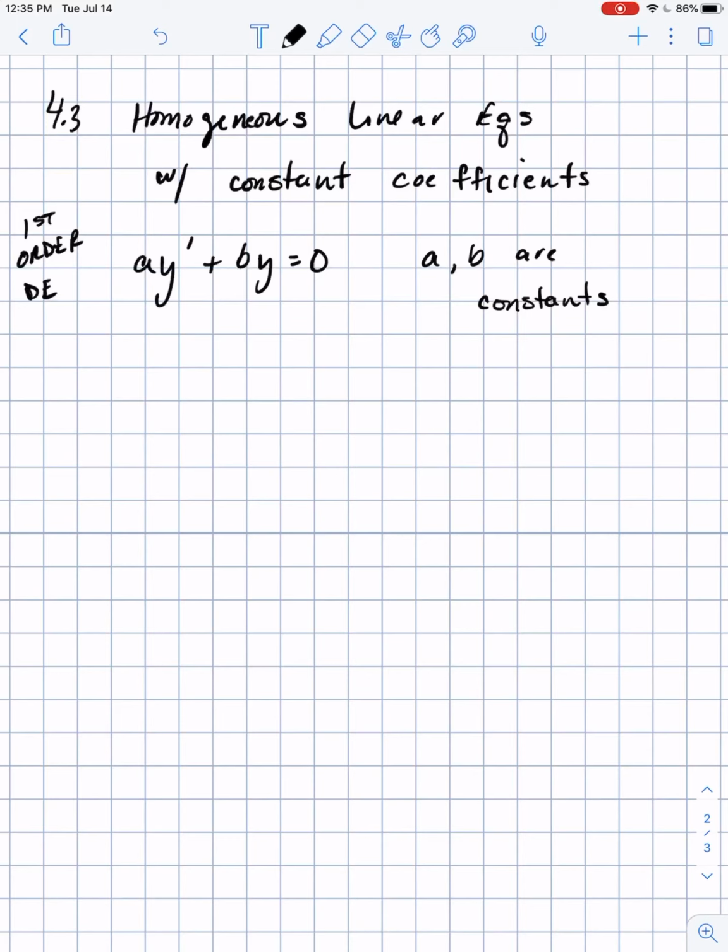If you think about it, if I'm solving for y prime, I would get something like this: negative b over a times the function. And really, negative b over a is just a constant, so it's really like a constant times y. Actually, just to stay different, k times y. So y prime will be that.